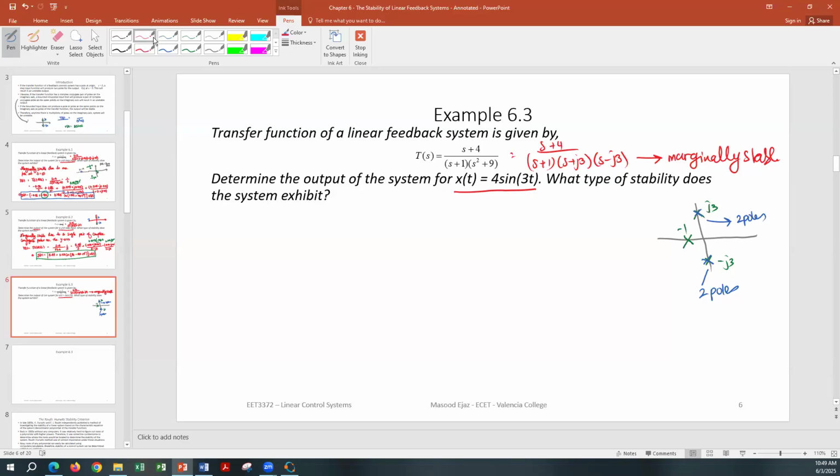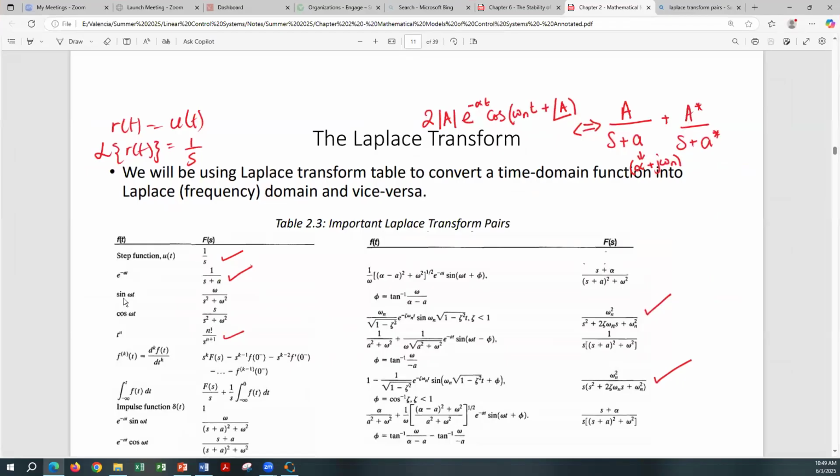Yes? The second pole comes from the input, 4 sine 3t. Sine 3t in the Laplace domain is going to produce complex conjugate poles at the frequency, so 3, basically j3 and negative j3. If you go to the Laplace table, let me see if sine is right here. So sine omega t gives omega over s squared plus omega squared. So it's a variation of sine omega t.